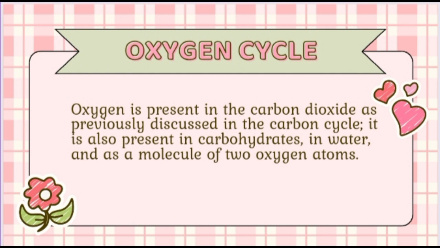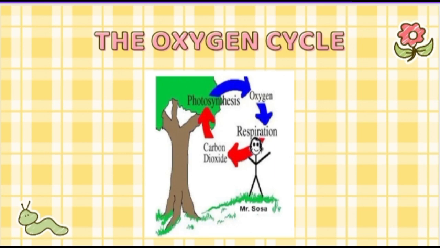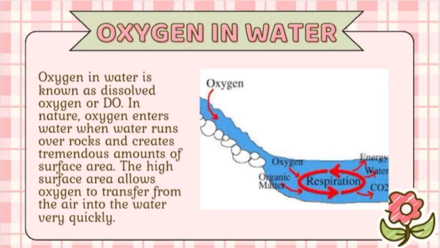Oxygen is present in carbon dioxide as previously discussed in the carbon cycle. It is also present in carbohydrates, in water, and as a molecule of two oxygen atoms. Oxygen is known as dissolved oxygen or DO in nature. Oxygen enters water when the water runs over rock and creates a tremendous amount of surface area. The high surface area allows oxygen to transfer from the air into the water very quickly.